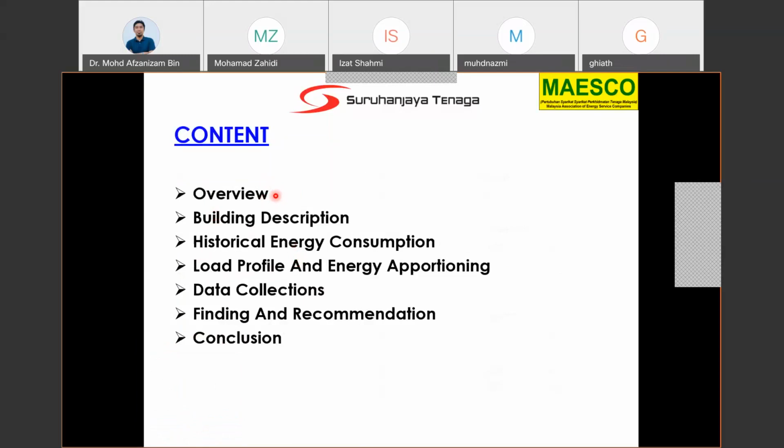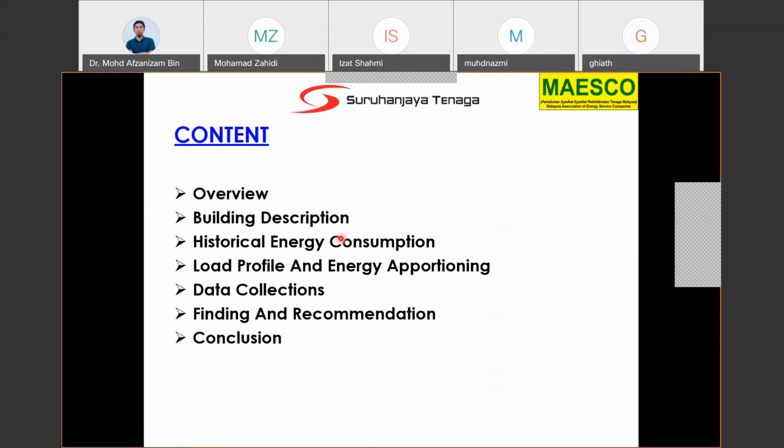Building description means that you are auditing a particular building, so you need to give some sort of overview. Maybe the size or the capacity of the building, so that they can interpret all the results accordingly with your given analysis data.